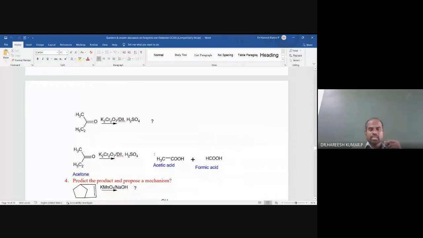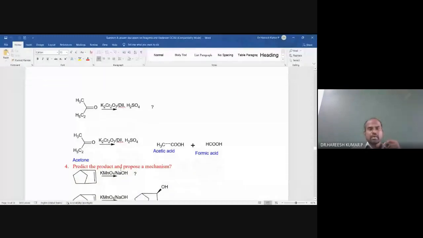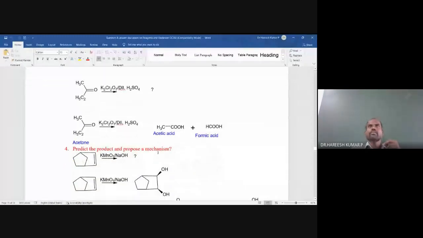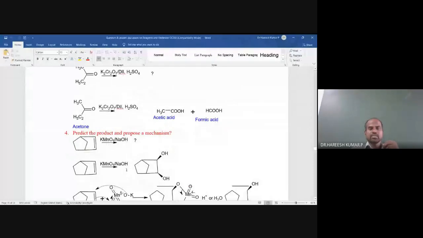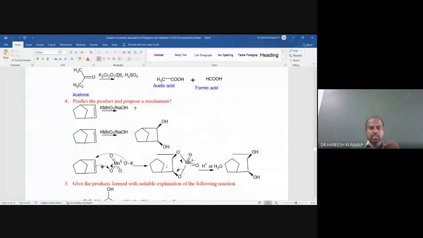So acetic acid and formic acid are the products obtained when acetone is oxidized with potassium dichromate. Then predict the product and propose a mechanism. So here what will happen? A double bond, or olefin or alkene, when it is treated with KMnO4, more particularly in alkaline media, will convert an alkene into cis diol, that is, a 1,2-diol. And here I have also mentioned the mechanism.